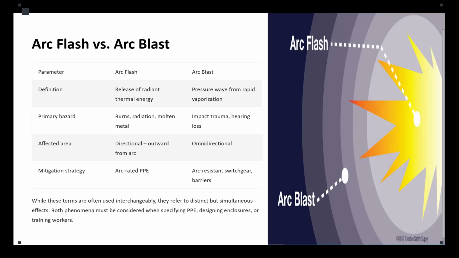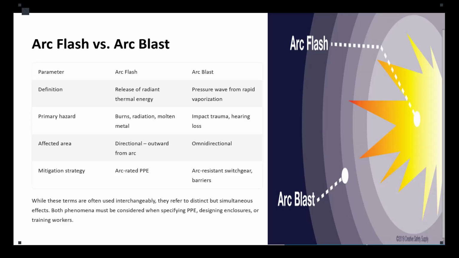Now, arc blast energy is generally radiated outward in all directions. Okay, the intensity is highest near the arc origin, but the shock wave propagates broadly, which makes proximity especially dangerous.